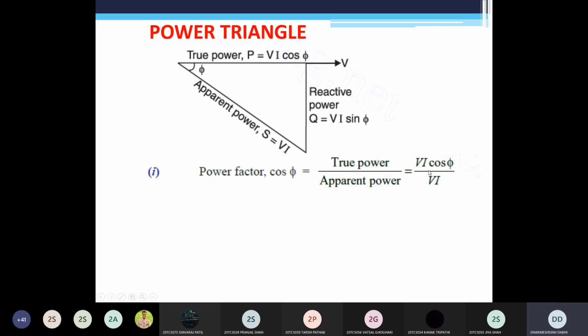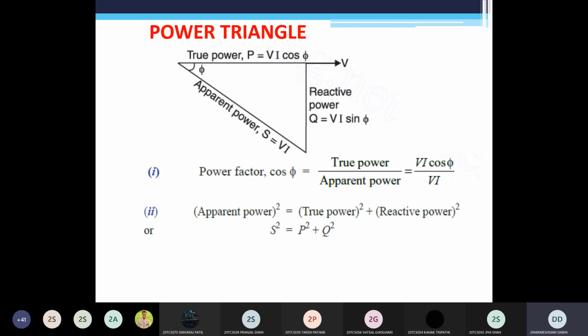So true power, we know, is what? VI cos phi. Apparent power is VI. So finally you get the ratio, which is cos phi. Clear? So if you know the true power and apparent power, then also you can find out the power factor of your circuit. Clear?